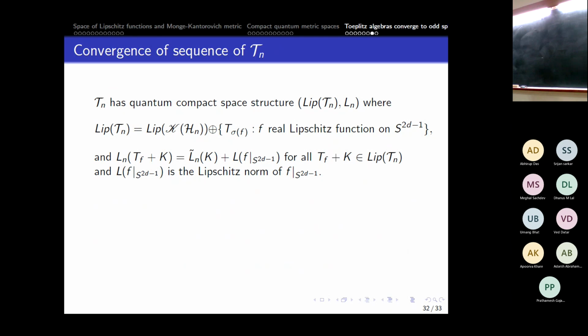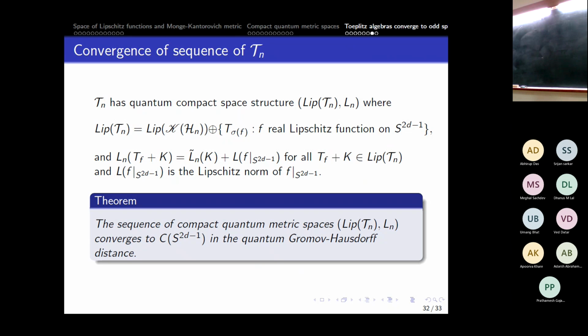So this structure basically comes only from Professor Chakrabarti's paper. But what is interesting? Let me state our main result as an announcement: this sequence of compact quantum metric spaces which we have got actually converges to the continuous functions on S^(2d-1) in the quantum Gromov-Hausdorff distance. So this is the new work. Defining the structure was okay. That was also new, but that came from the previous papers. But this is some new work.